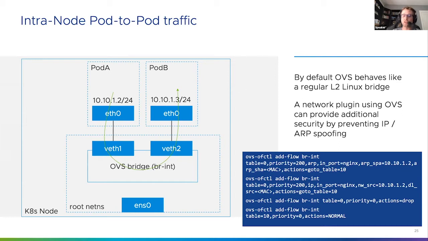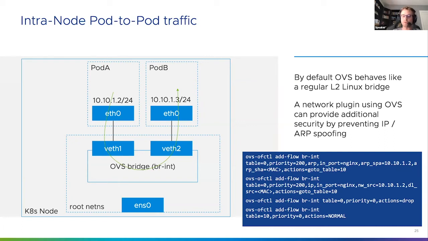However, because OVS is a programmable switch, we can do things a little bit better. For example, here, we can add some flows to the OVS bridge to prevent IP or ARP spoofing. Flows are how you define forwarding in OVS. So in each flow, you match on some parts of the packet headers and you take actions, for example, modify the value of some header field, decrement the TTL, output the packet on a specific port.